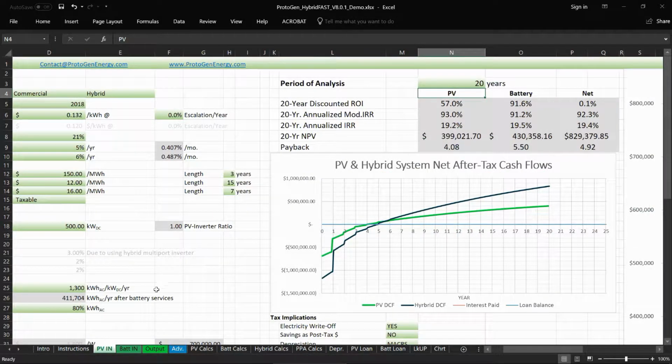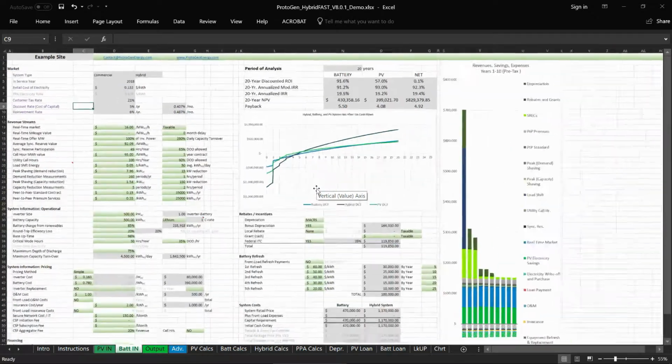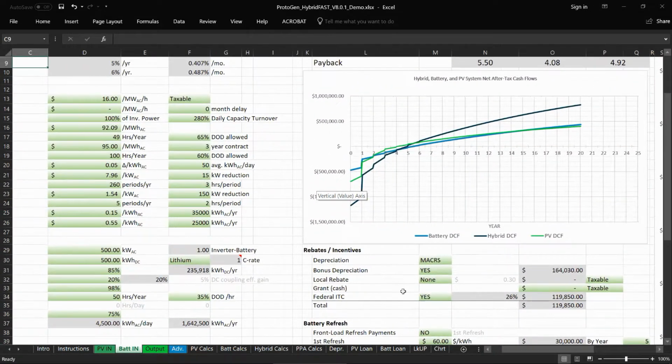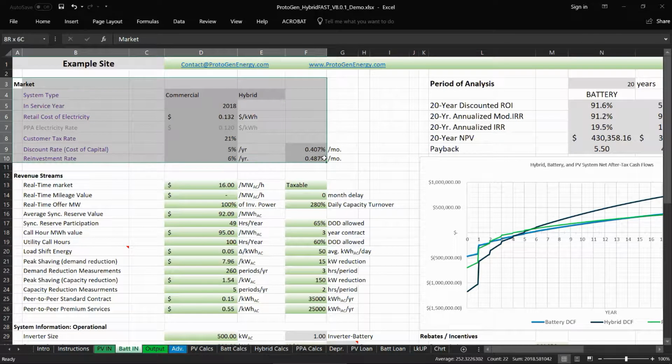So now let's take a look at the battery input sheet, and you'll see it's laid out very similarly. As we zoom in, we'll start at the top. Once again, it's market information, and this information is pulled entirely over from the PV input sheet.